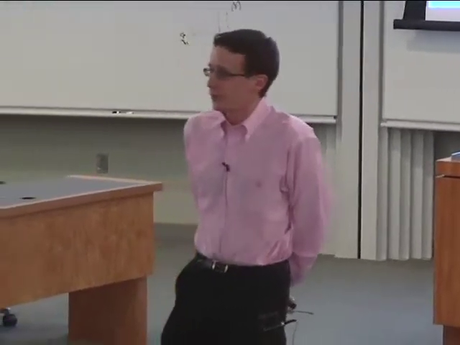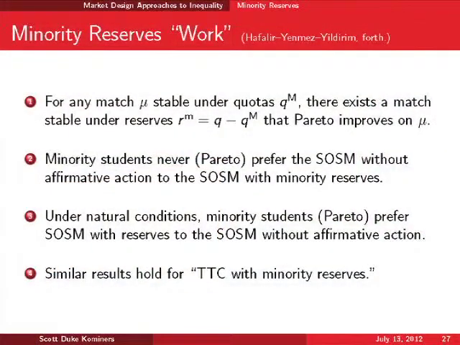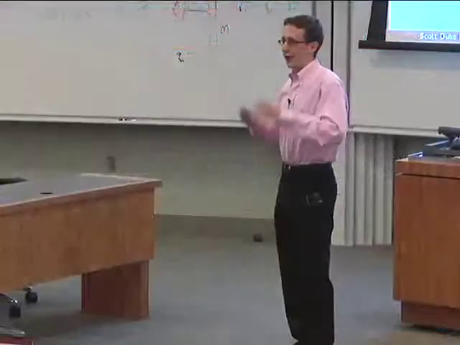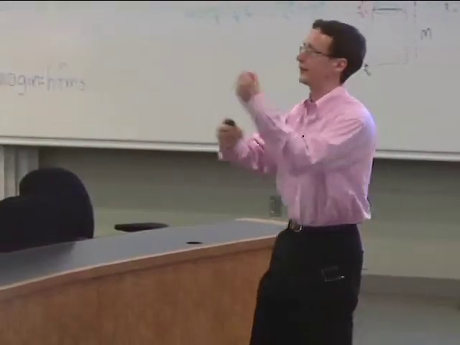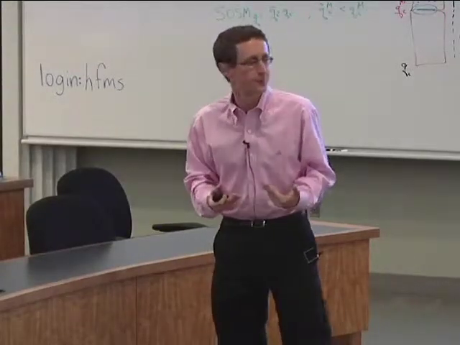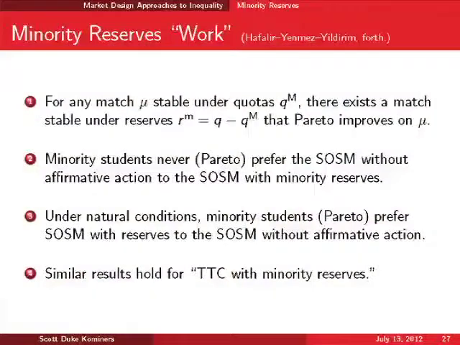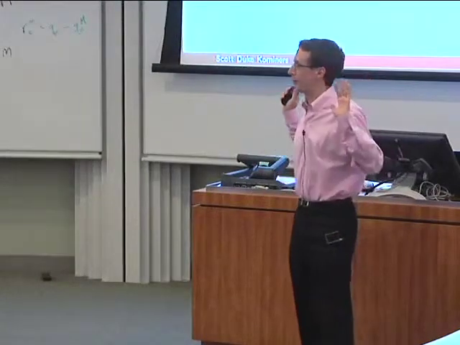Switching from quotas to reserves behaves exactly as we've been predicting. For any match stable under the quota system, there is a match that's stable under the reserve system that's a Pareto improvement. Either the old match remains stable, or I can do an iterative process of moving the majorities back to the seats they were being forced out of and improve things for everybody. Minority students never Pareto prefer the student optimal stable outcome without affirmative action to the one with minority reserves. So unlike in the quota system, where you can make all the minorities worse off by imposing quotas, you can never make them all worse off by imposing reserves.